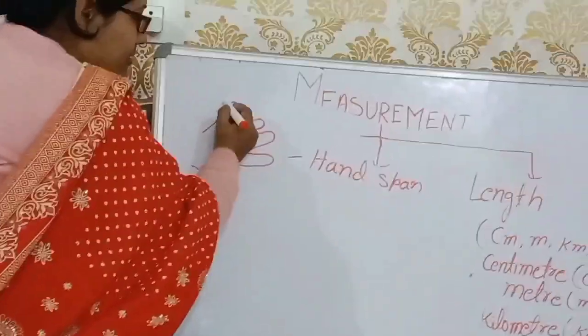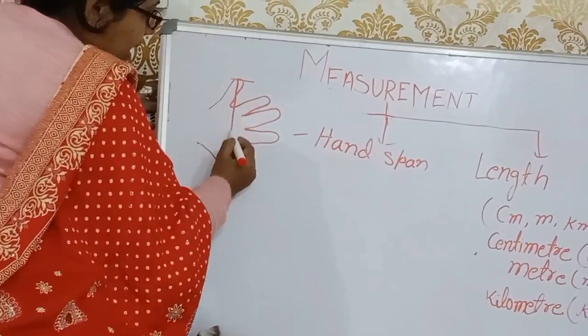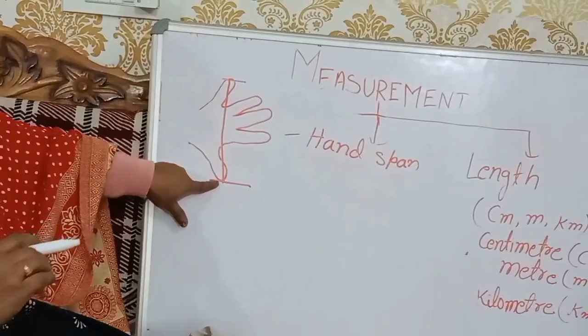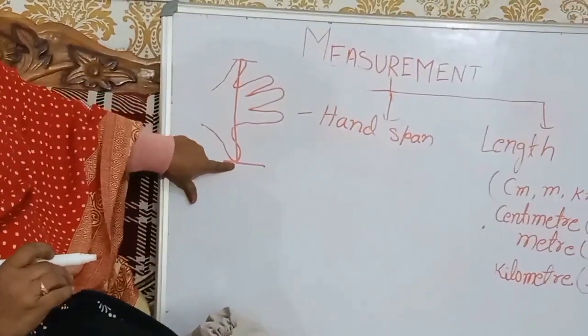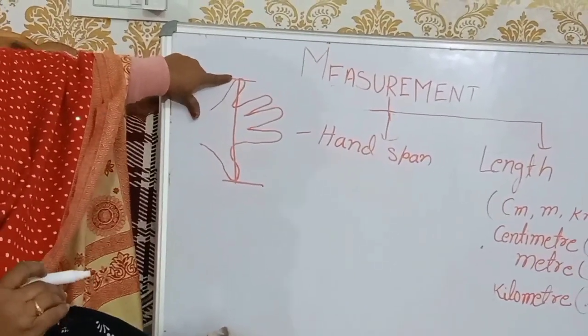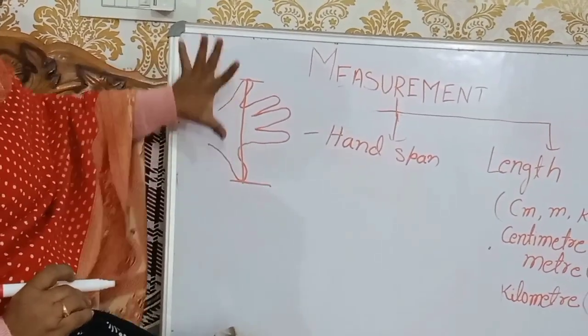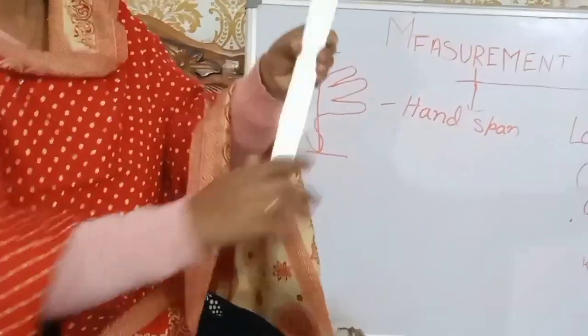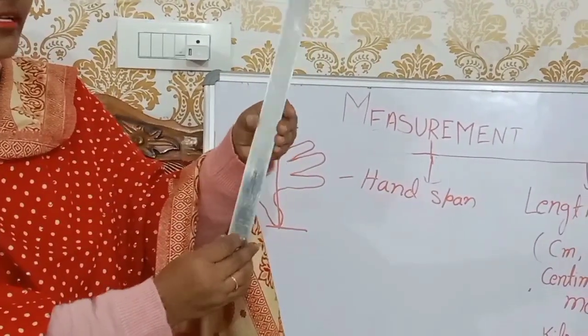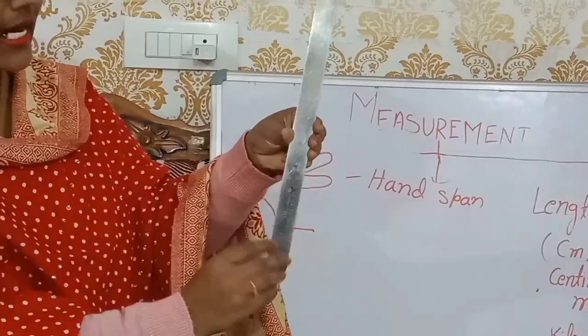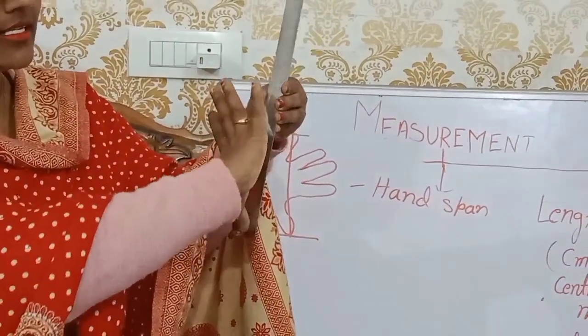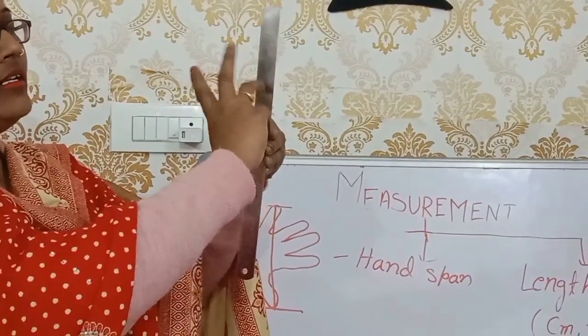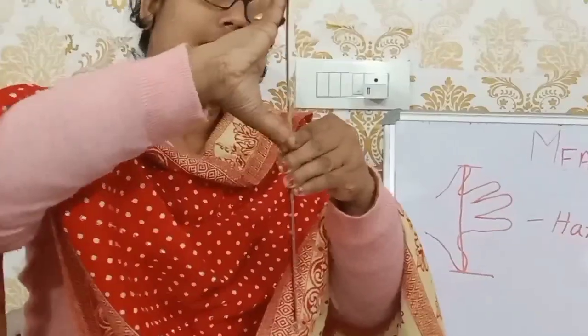Hand span is the distance from the tip of the little finger to the tip of the thumb. This length of an outstretched hand is called hand span. Just see, let's try to find out the length of this steel scale by using hand span. I'm stretching my hand like this. This is one hand span, then two hand span. You can see the length of this scale is two hand span.